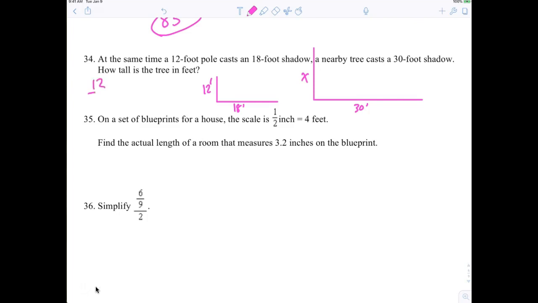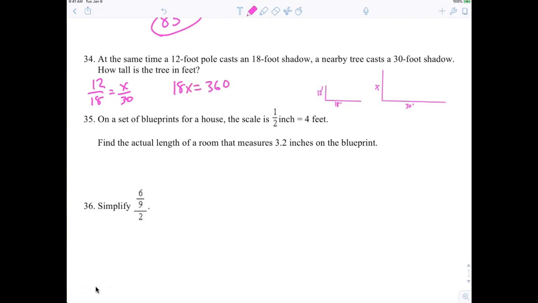You're right. Set the proportion up for me. That's right. 12 over 18 is equal to... Thank you, buddy. Everybody see that? And now when we cross multiply... So we'd have 18x is equal to 360. And then we divide and get x equals what? I think 20 feet. That was very good.